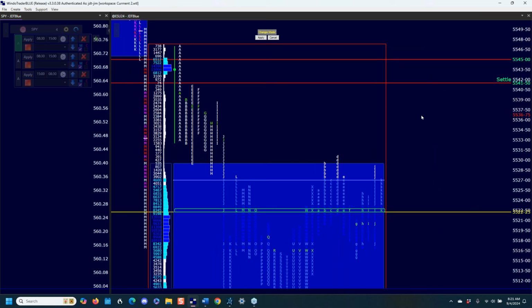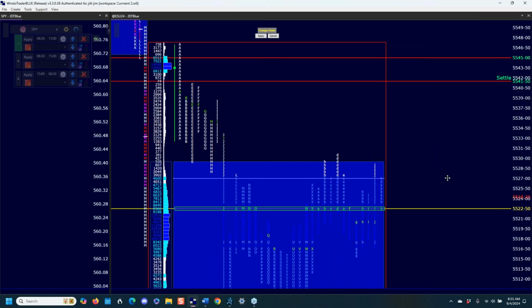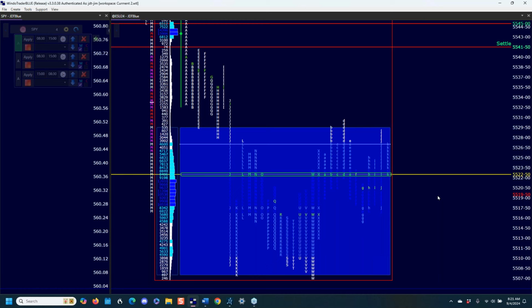Okay, so there's the settle. You can see that overnight inventory is very short. As we know, the odds of a short covering rally when overnight inventory is short are very high. If you don't get that short covering rally, it's a sign that there's more weakness than we might think. Short overnight inventory is measured from the settle, so almost all the overnight trading was from the settle.